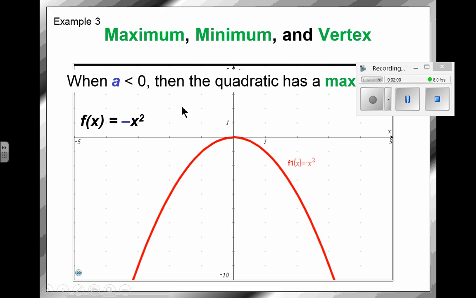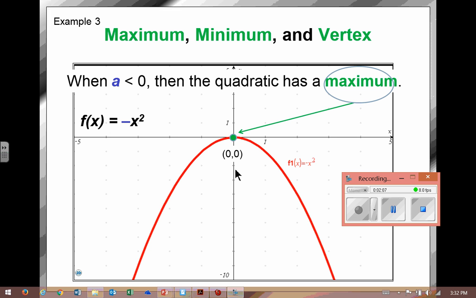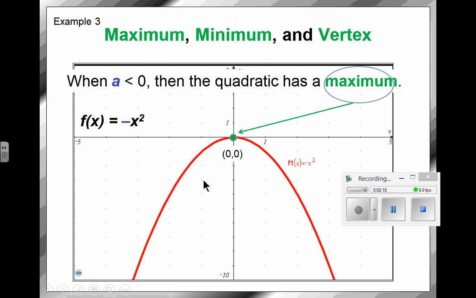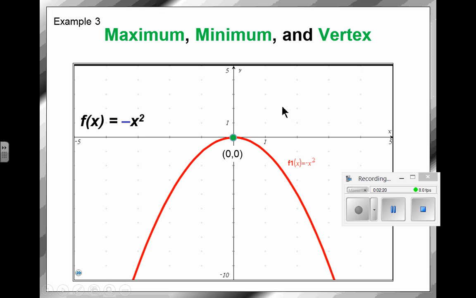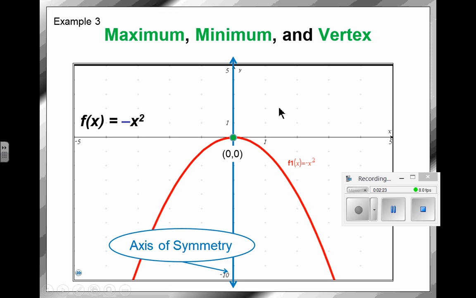Okay, look what happens when a is negative, or less than 0. Then the highest point is called a maximum. When we flip the parent function, it's now negative x squared. Now the vertex is the highest point on the curve, and it's a maximum point. It's also called the vertex. The vertex is either the maximum or the minimum point, but it's also called the vertex. And you see the axis of symmetry didn't change. The vertex is now the maximum point.